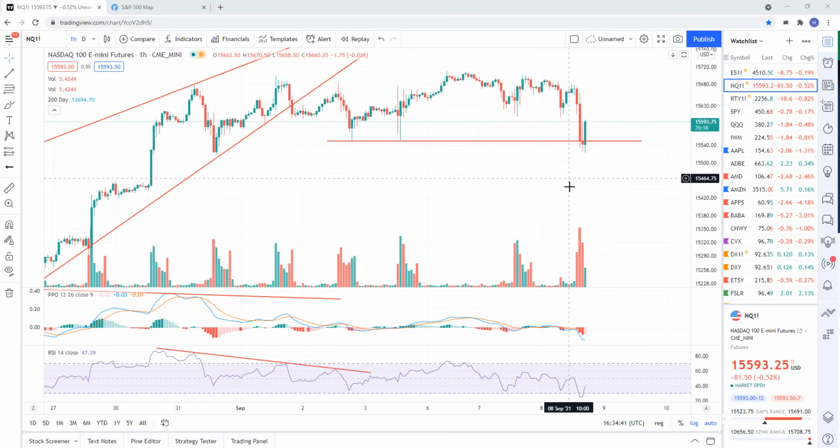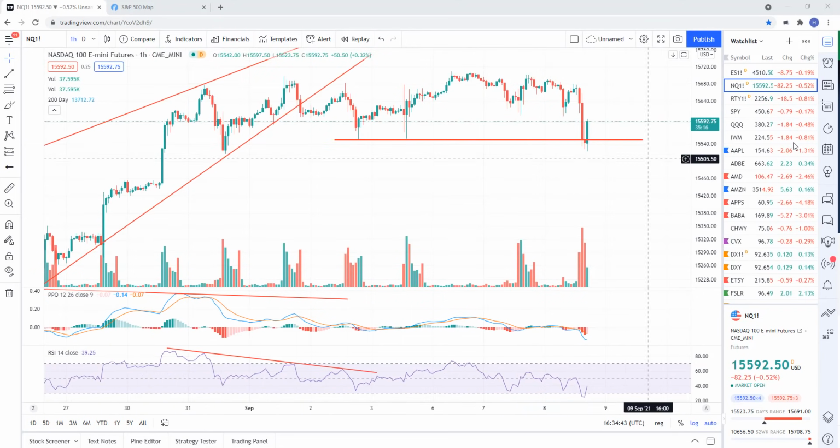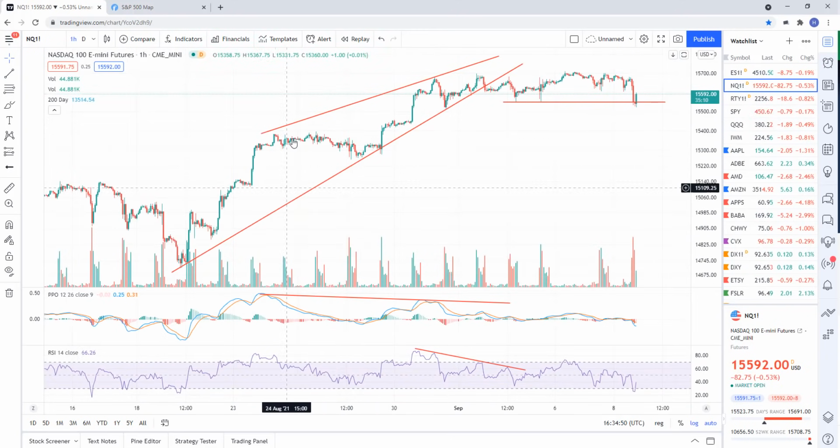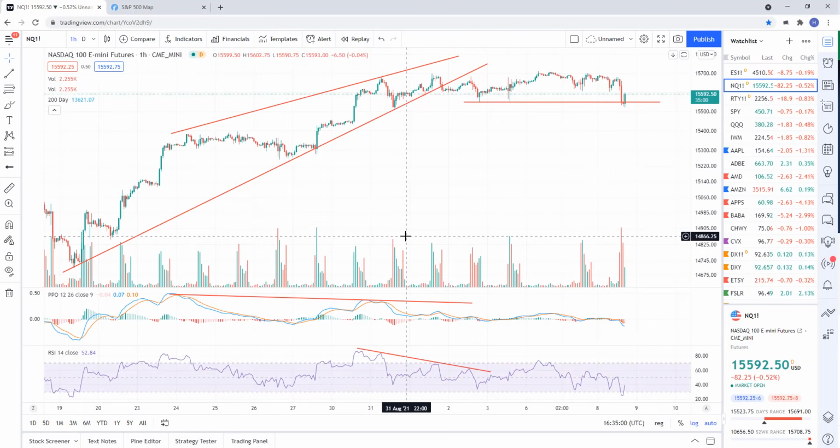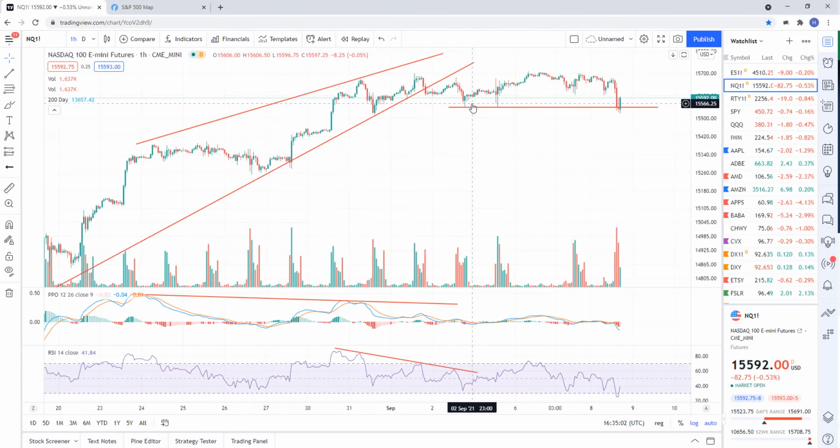So let's get right into it. We're going to start out with the broad market analysis. Nasdaq futures is what I'm looking at here. You can see we're just kind of drifting sideways right now. We had a bearish rising wedge on this hourly chart recently, and that bearish rising wedge did come with negative divergence on the PPO and the RSI.